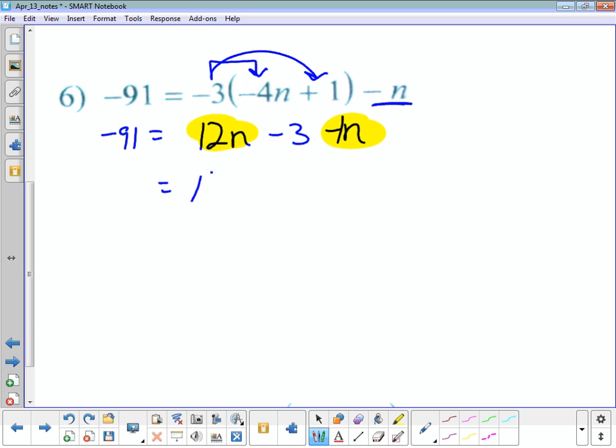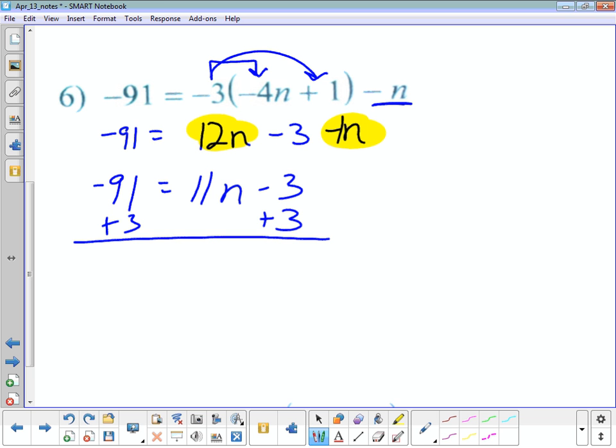That leaves me with 11n minus 3 equaling negative 91. Okay, so now we're down into the solving like we were doing a couple weeks ago. I need to get the 11n by itself, so I need to get rid of the 3. So I'm going to have the opposite of what's there. That's a negative 3, so I want a plus 3, and a plus 3 on the other side.